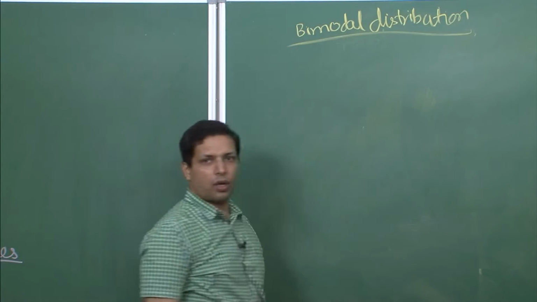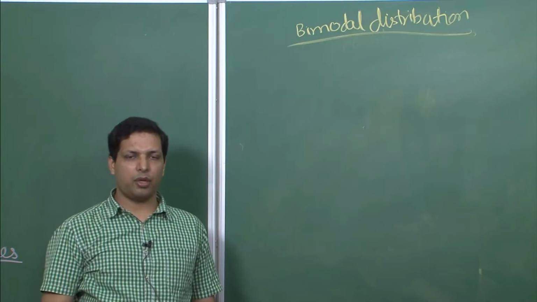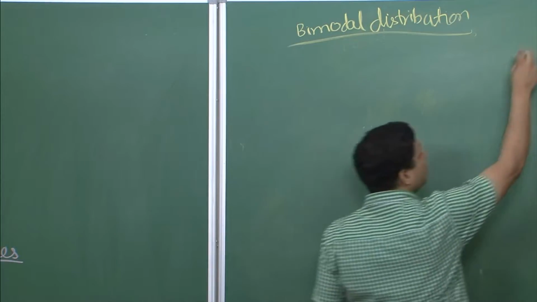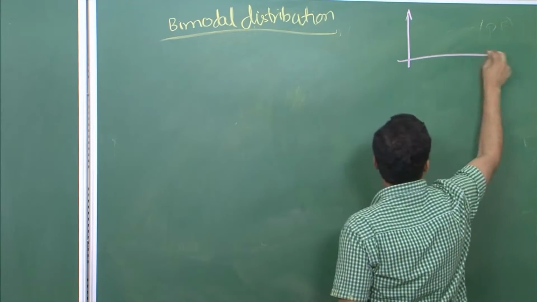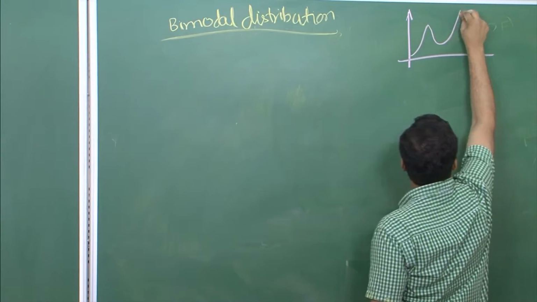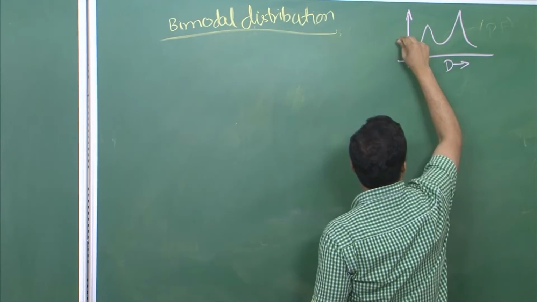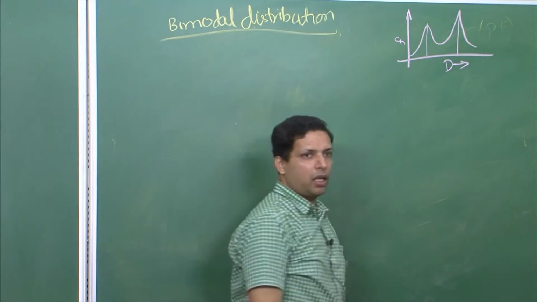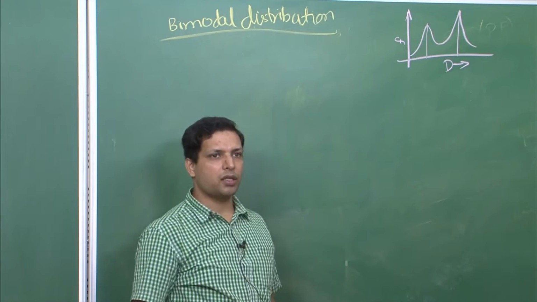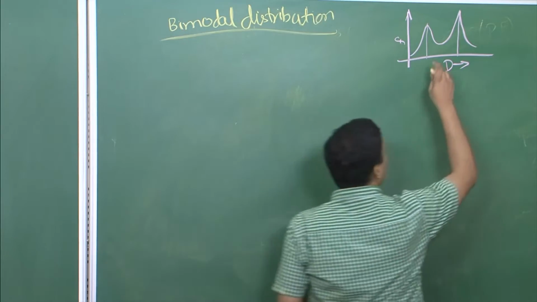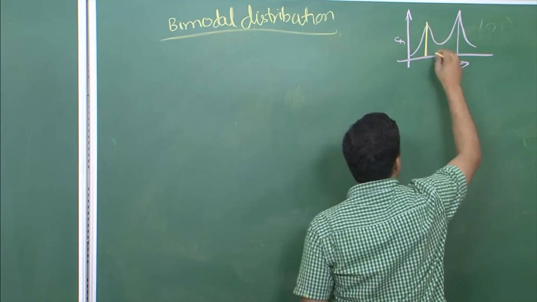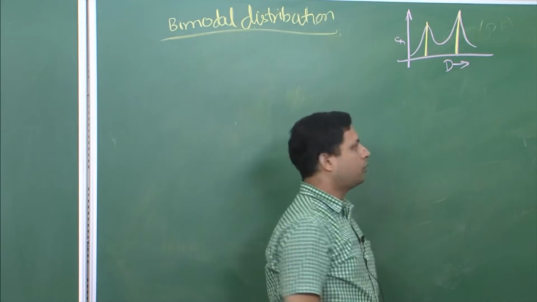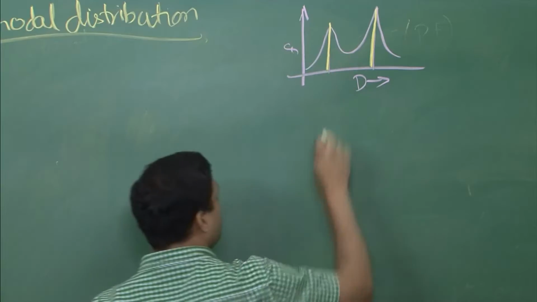Ideally, it would mean that you have two distinct diameters and a spread around each. Something like this, if I were to draw it: here you have diameter and here you have frequency. This is one diameter, this is another diameter, but in our case we are making things even simpler, and we are saying we have only particles of this diameter and particles of this diameter. We are not considering even a distribution.